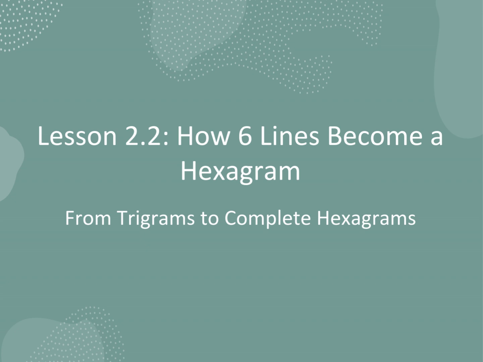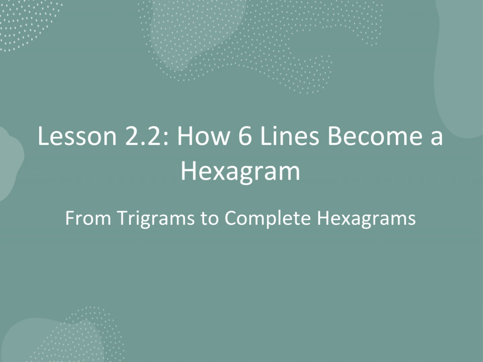Welcome to lesson 2.2, how six lines become a hexagram. We'll examine that today. You're going to go from trigrams to complete hexagrams, because hexagrams are composed of two trigrams. Know that.